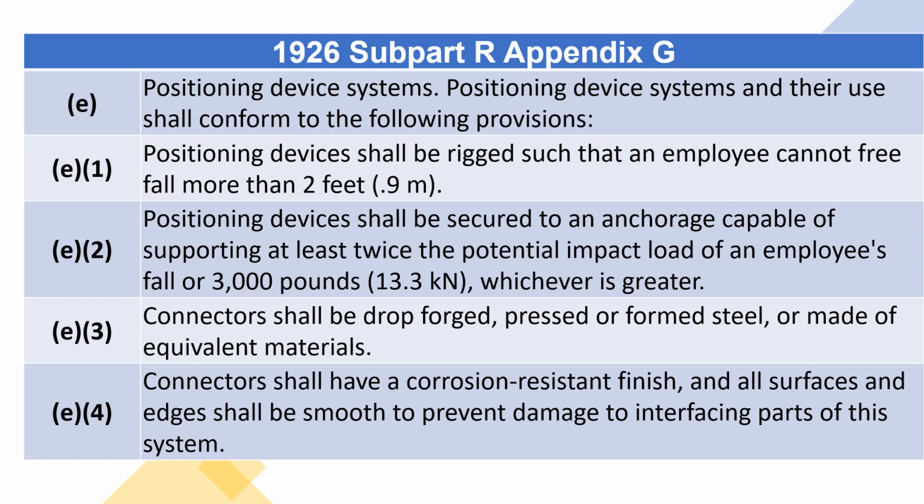E. Positioning device systems. Positioning device systems and their use shall conform to the following provisions. E1. Positioning devices shall be rigged such that an employee cannot free fall more than 2 feet (0.9 m). E2. Positioning devices shall be secured to an anchorage capable of supporting at least twice the potential impact load of an employee's fall or 3,000 pounds (13.3 kN), whichever is greater. E3. Connectors shall be drop forged, pressed or formed steel, or made of equivalent materials. E4. Connectors shall have a corrosion-resistant finish, and all surfaces and edges shall be smoothed to prevent damage to interfacing parts of this system.